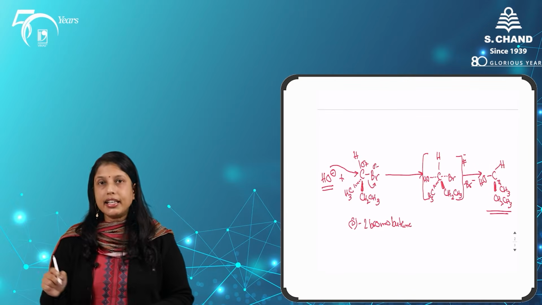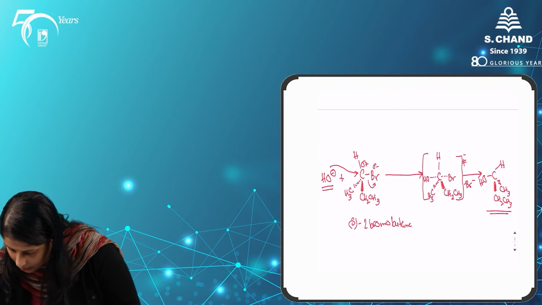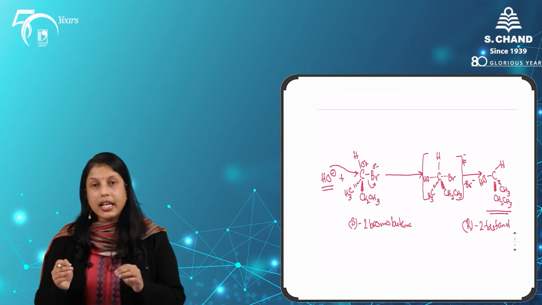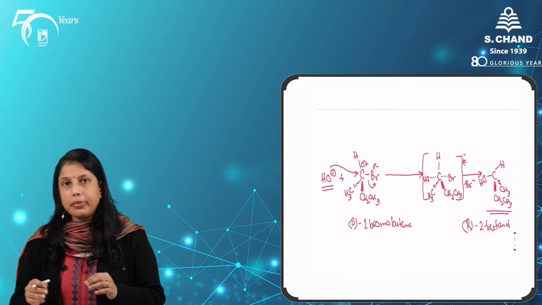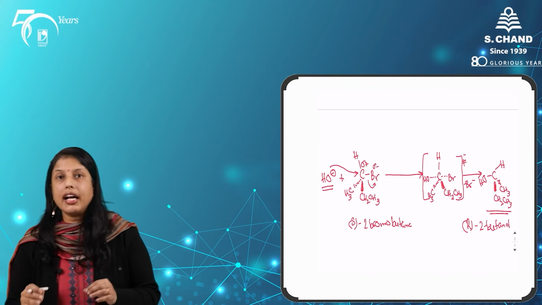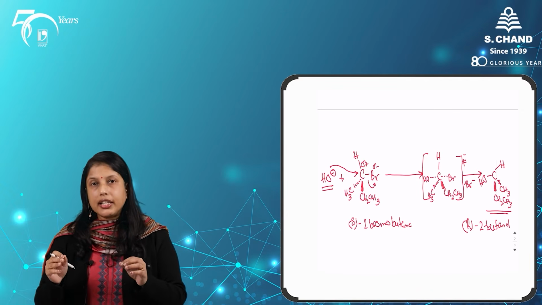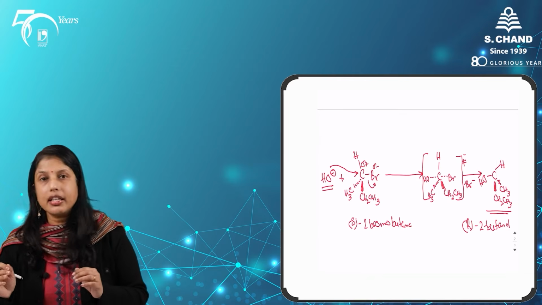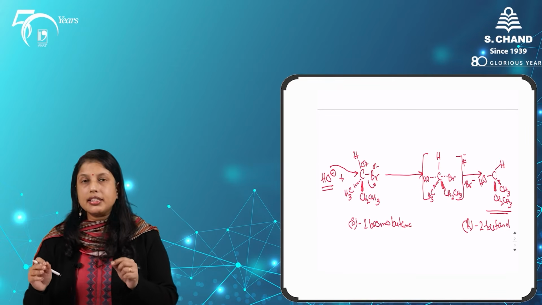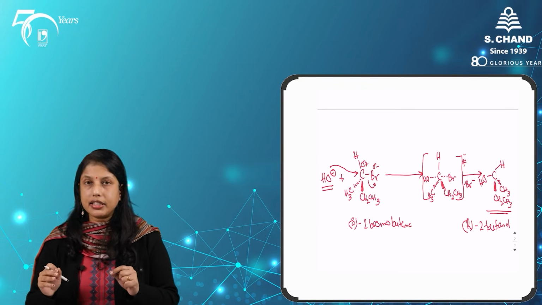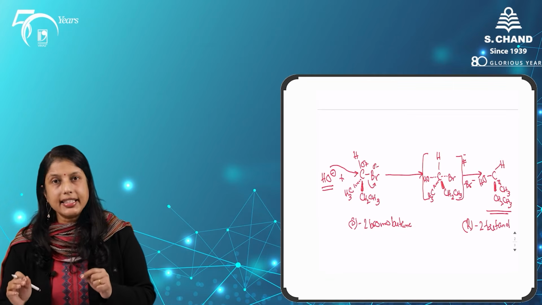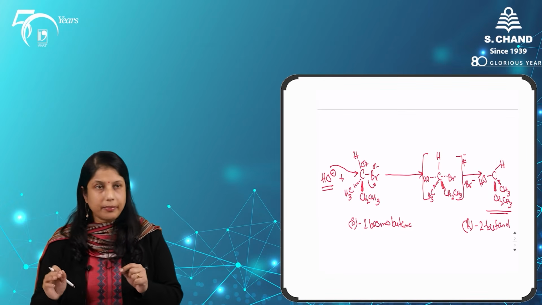So you will notice here our product is going to be R2-butanol. So what has happened? There has been what we call a Walden inversion, where there has been a change in the configuration. So this is another important characteristic of our SN2 reactions.